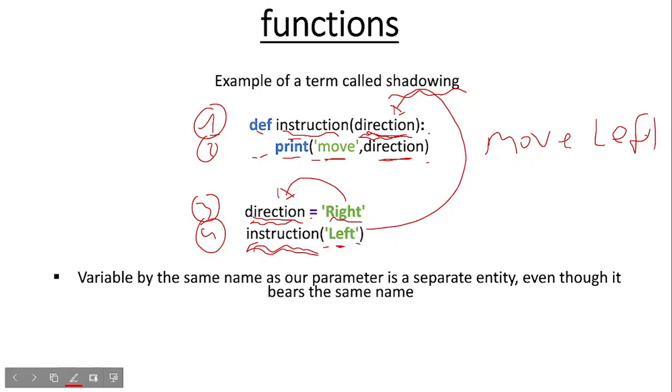So as you have seen, we get move left displayed on our screen, which means the variable in the third line of code has no involvement inside our function, as it's a separate entity.